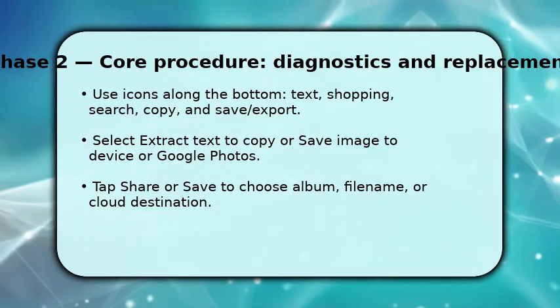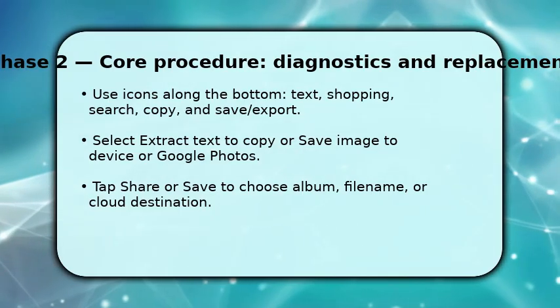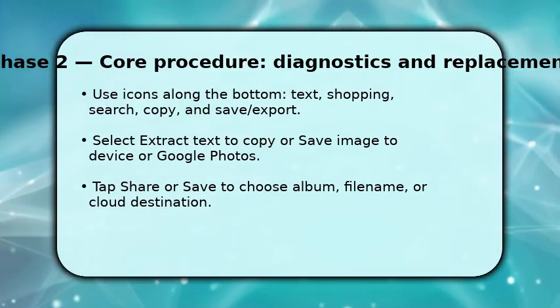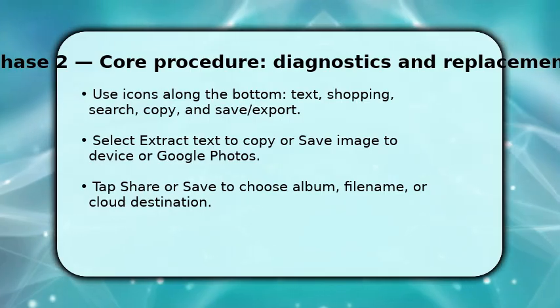To store the photo itself, tap the three-dot menu or Save Image and choose Google Photos or Device folder. Make sure to pick an album or file name so you can find it later.